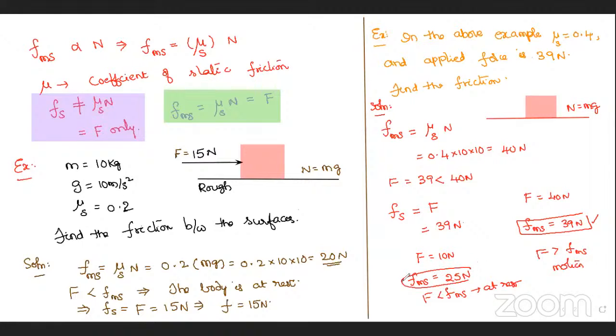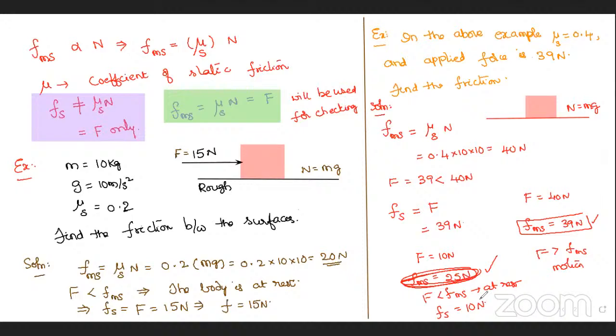We use FMS not to calculate the static friction. Keep in mind, this is the mistake I noticed in all numericals and examples of the previous concept. FMS is used for checking purpose only. Then in this case, the body is at rest. At rest, the formula is Fs is equal to applied force. So Fs is equal to 10 newtons.